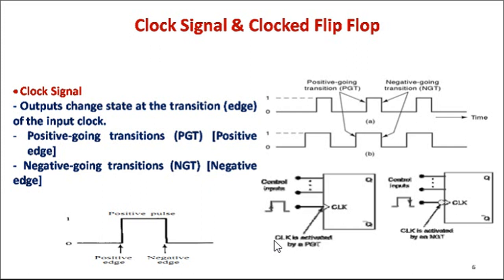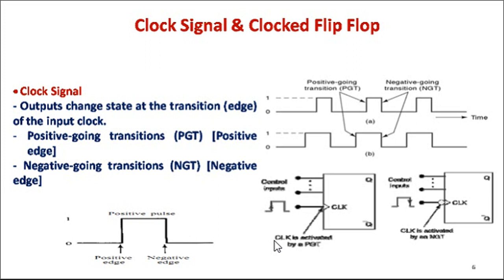If T is equal to 1, it acts as a toggle switch. That means for every clock pulse, the output Q changes. If it is initially 0, then when the clock pulse comes with T equal to 1, it toggles and the output becomes 1. For the next clock pulse, T is equal to 1, again it becomes 0, like this. So for every clock pulse, the output Q changes.